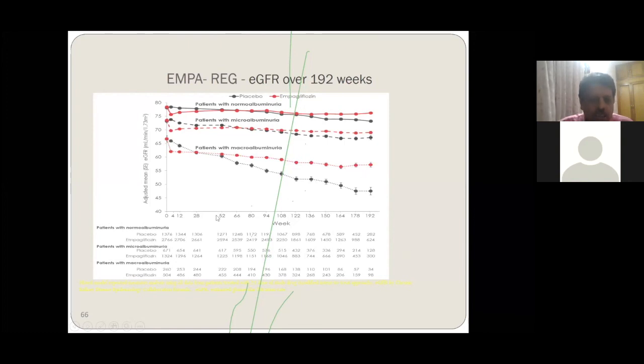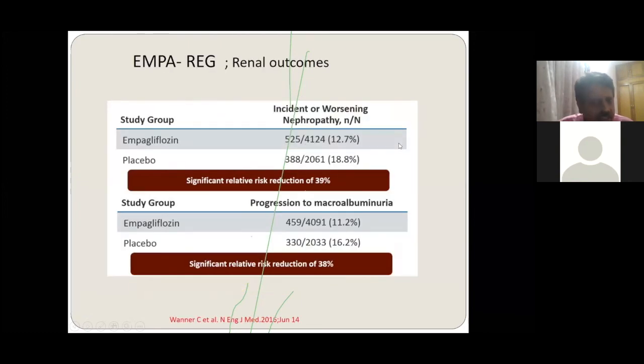So in all other trials, the microalbuminuria also significantly reduces. I am not showing the other trials which also significantly showed benefits in proteinuria reduction, and the slope of the GFR is significantly reduced. So in an EMPA-REG trial, almost 18% as compared to 18% in placebo progressed, as compared to 12% regression. So overall 39% relative risk reduction was seen, which is a very significant factor in reduction of the progression. And it has even shown the progression to macroalbuminuria also reduced by 38%, which is very, very significant.